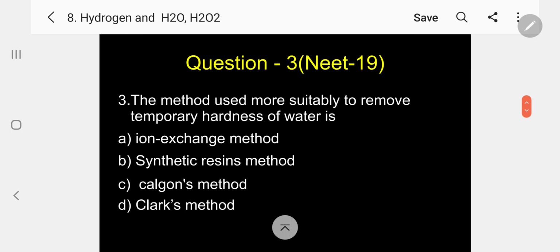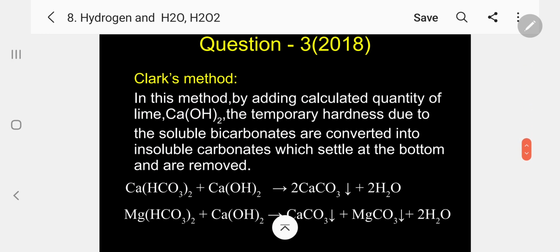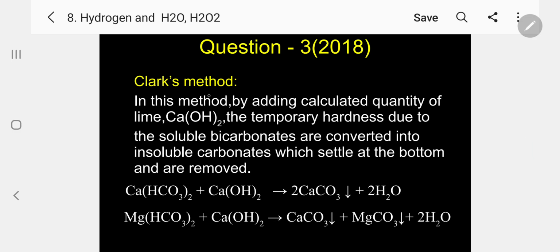The method used more suitably to remove temporary hardness of water is, four options are given. I told you that three of these are common to both temporary as well as permanent hardness. Only Clark's method is suitable for temporary hardness, so we will concentrate on Clark's method. Kindly follow. What is Clark's method? Let me explain. In this method, by adding a calculated quantity of calcium hydroxide, please follow, calcium hydroxide, the temporary hardness due to soluble bicarbonates is converted into insoluble carbonates.